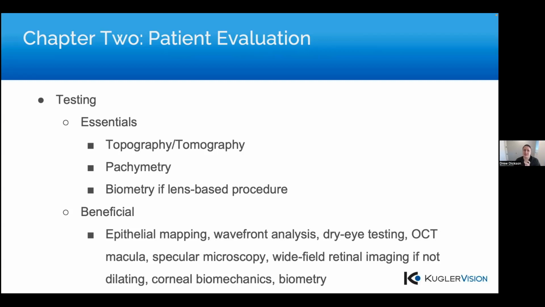Pachymetry is a must because you need to know what their preoperative corneal thickness is if you're going to do a laser-based procedure, to make sure you're not ablating too much tissue. And then if you're performing cataract surgery or what we would call a refractive lens exchange, biometry. Some of these other beneficial things that we routinely get on patients are epithelial mapping, wavefront analysis, dry eye testing, and getting an OCT of their macula to make sure there's no pathology there.